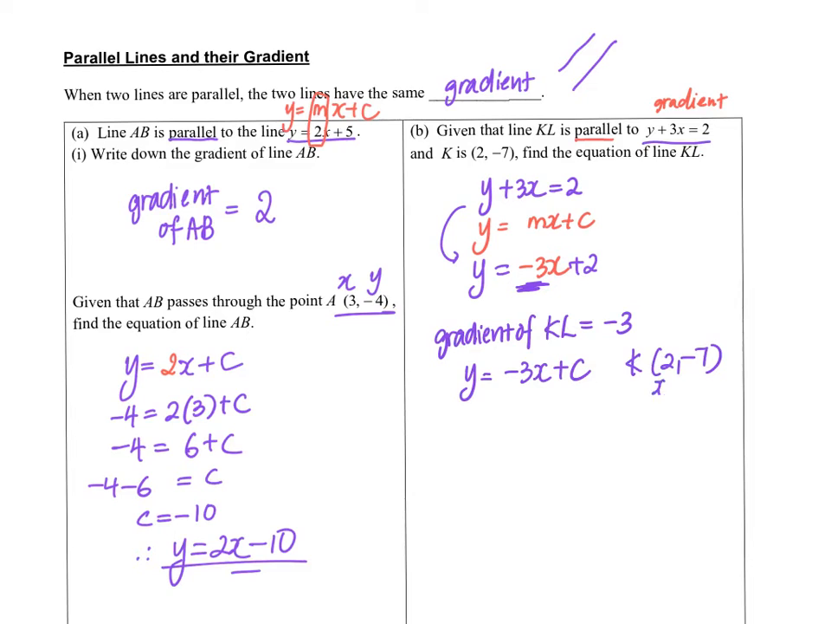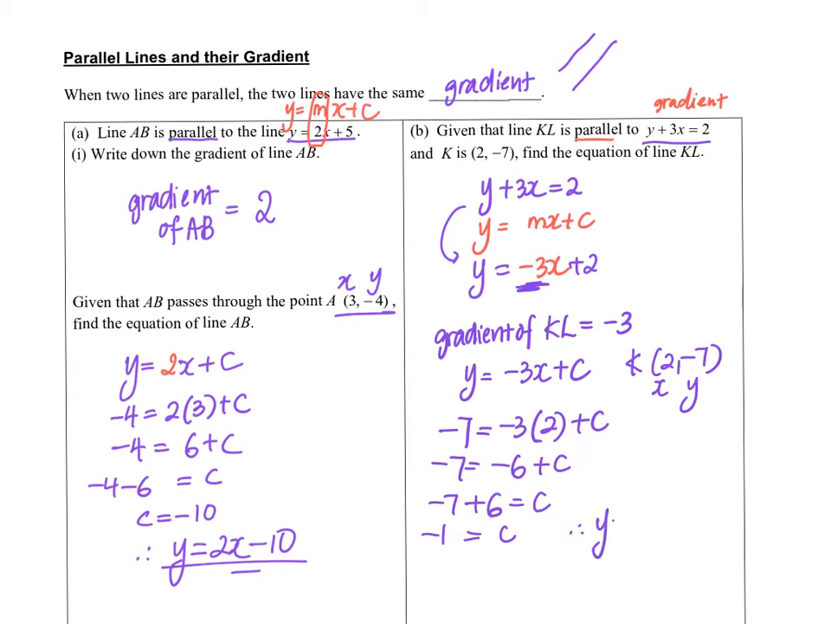So x equals 2, y equals negative 7. So negative 7 equals negative 3 times x plus c. Negative 7 equals negative 6 plus c. Negative 7 plus 6 equals c. c equals negative 1. So therefore, the equation of this line is y equals negative 3x minus 1.